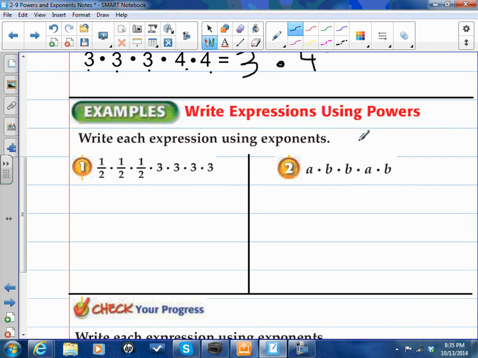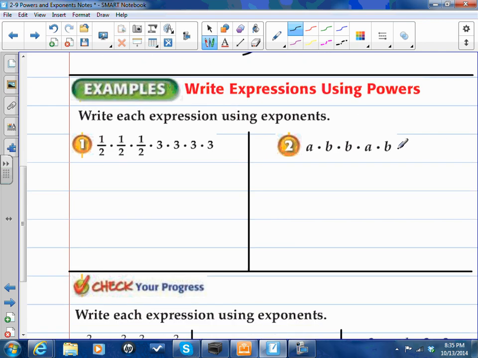So, looking below, you can write expressions using powers. Write each expression using exponents. So what you can do here is find what different types of bases you have. What are your common factors? So I see I have 1/2, 1, 2, 3 total times. So that's actually 1/2 times itself 3 times.